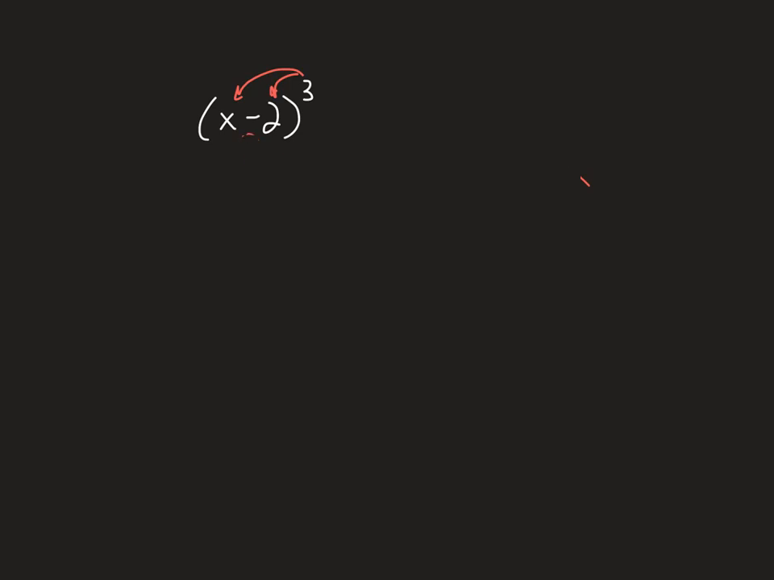Okay, so if that was x times negative 2, so if this was like negative 2x to the third, then we can say that that's negative 2 to the third times x to the third. See, that's multiplication in there. This is subtraction, so it's different.